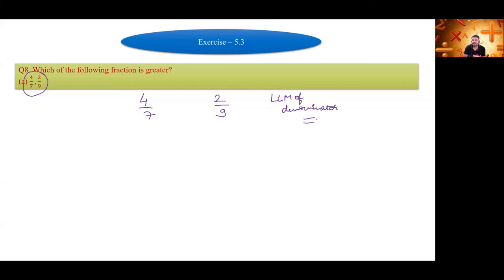7 aur 9 ka LCM kitna aayega? 63 aayega, okay? So, mujhe denominator mein 63 lana hai. To main 7 ko kis se multiply karunga? 9 se. Denominator ko 9 se kiya hai, to numerator ko bhi 9 se. 2 by 9, 9 ko mujhe 63 banana hai. To mujhe 7 se multiply karna padega. Denominator ko 7 se kiya hai, to numerator ko bhi 7 se hi karna padega.